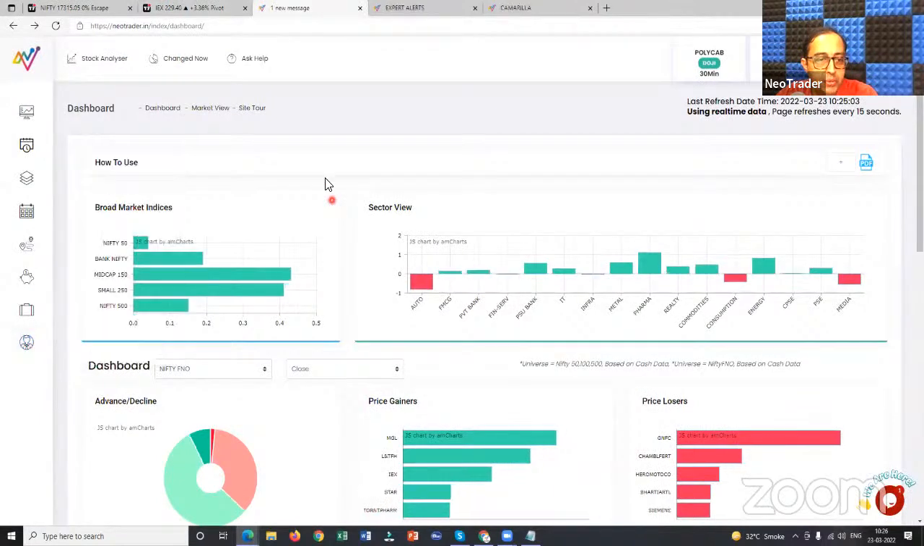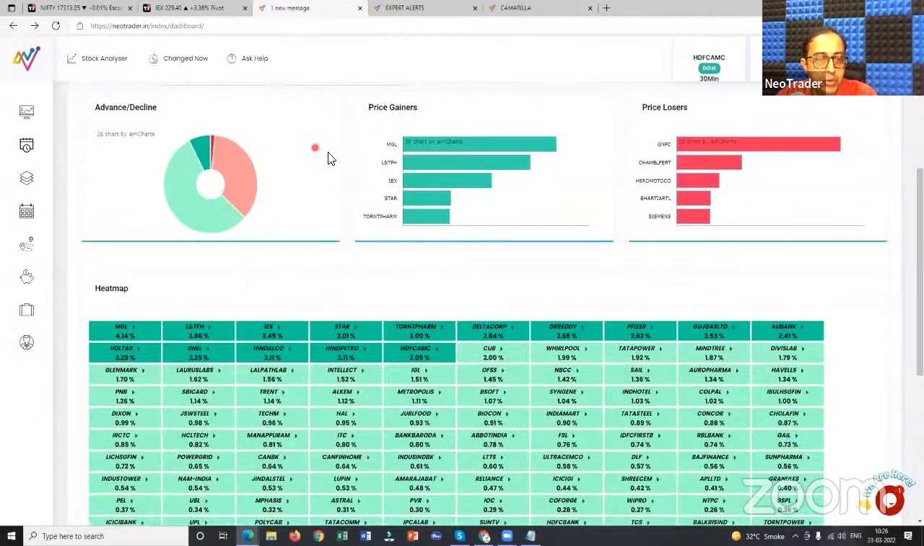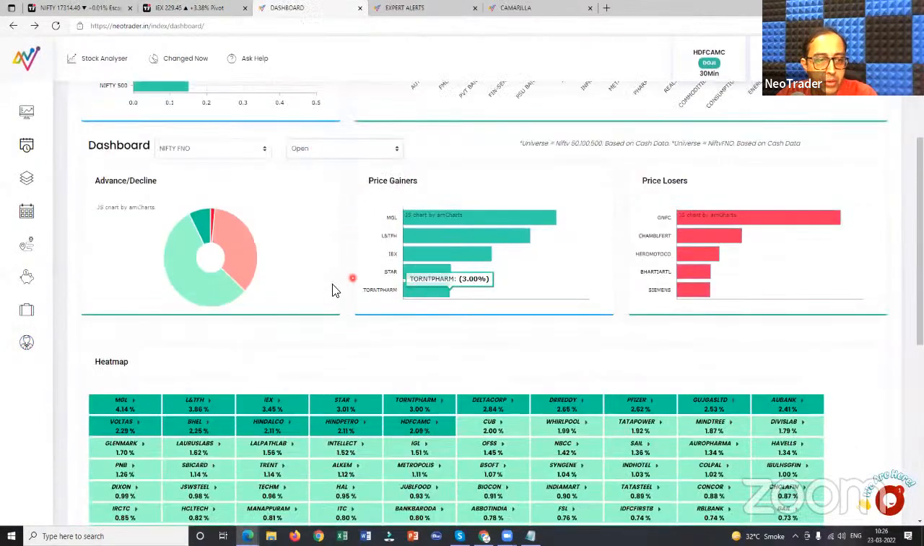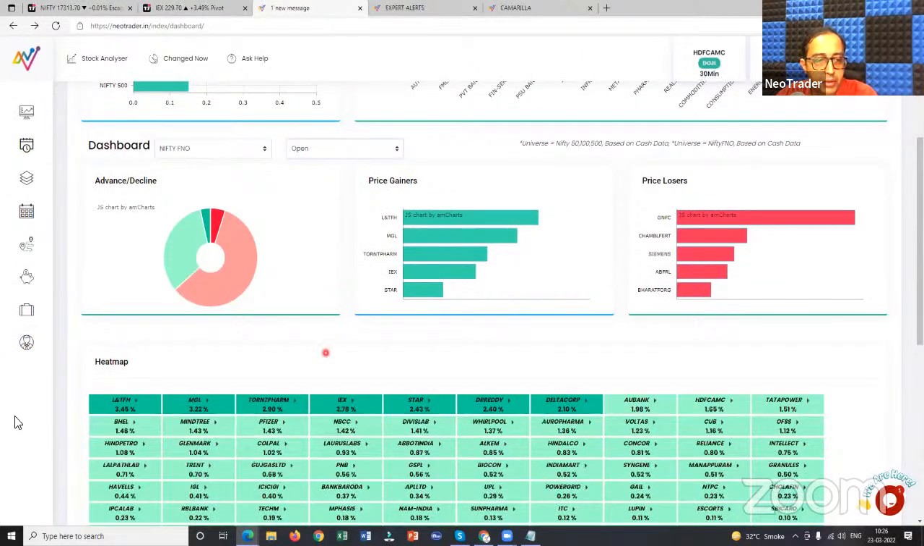For that, you can just go to the dashboard. You can see here from the open which stocks are moving. You can see here LNTFH was moving yesterday. It continues to do well today as well. All right, so we are seeing that there is a movement here.